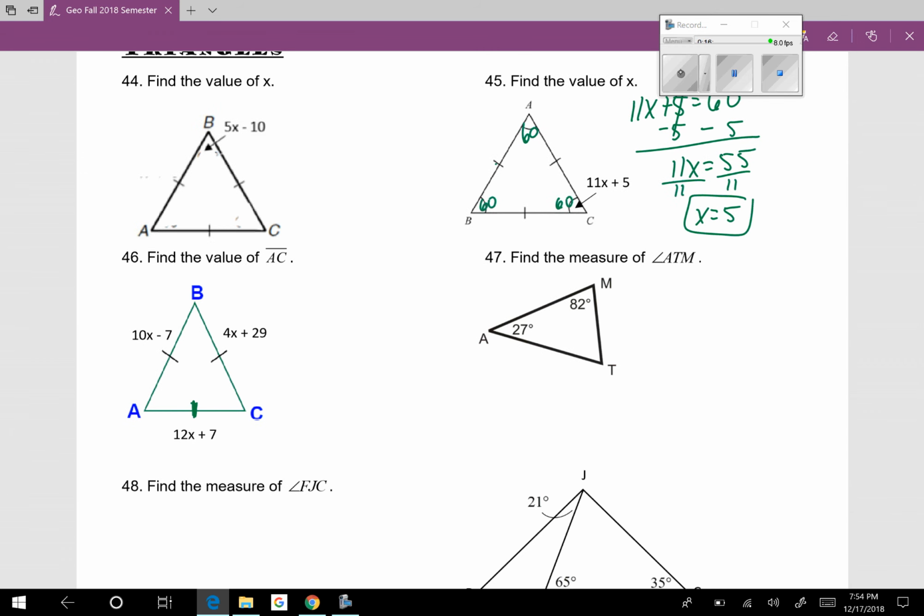Alright. Find the measurement of angle ATM. Now angle ATM is right here. This angle in the corner. We don't know what that is. All 3 have to add up to 180. So we can do 82 and 27, add that up together. So you get 9, and 8 plus 2 is 10, so 109. So do 180 minus 109. So 10 minus 9 is 1, and 7 minus 0 is 7, and 1 minus 1 is nothing. So the measure of angle ATM has to be 71 degrees.